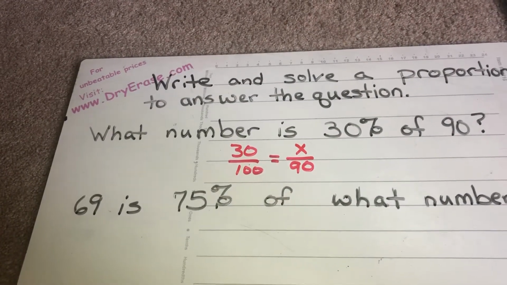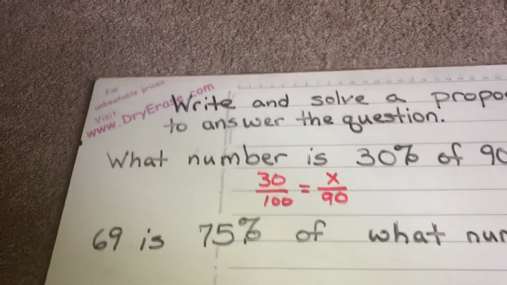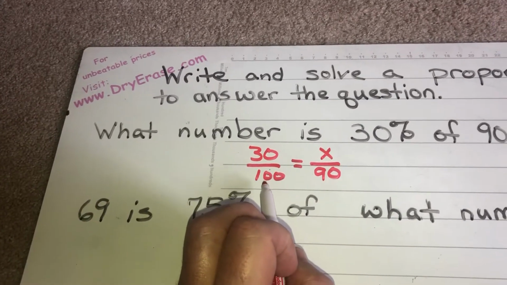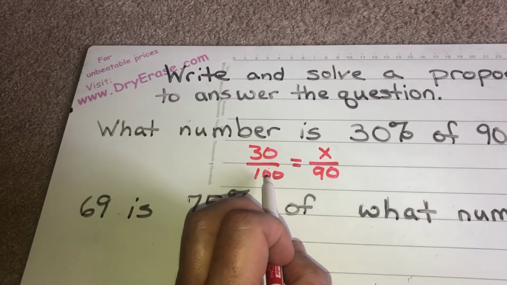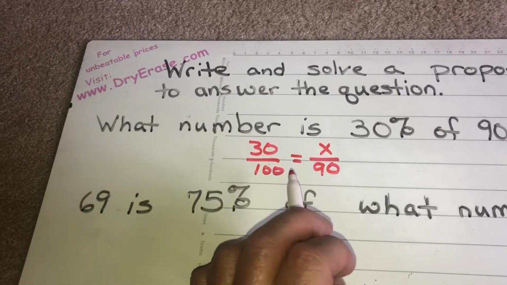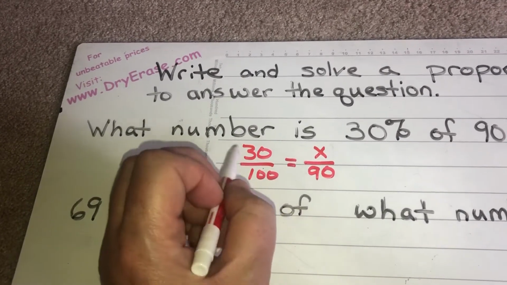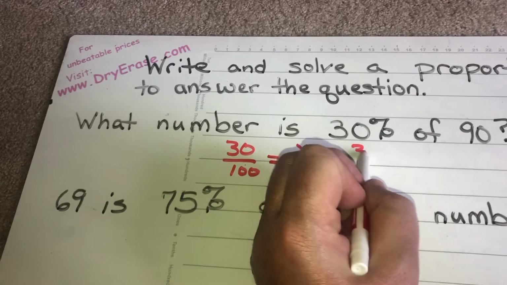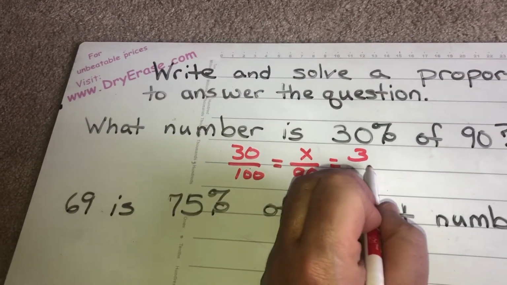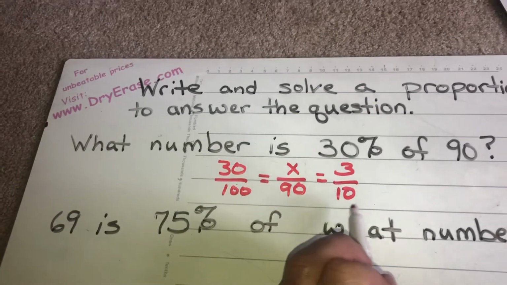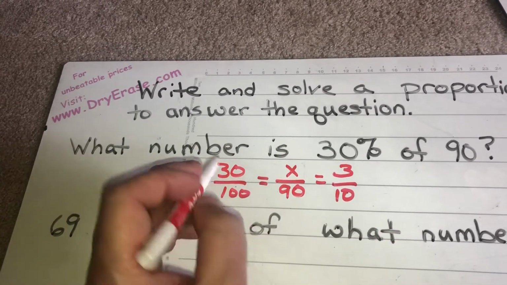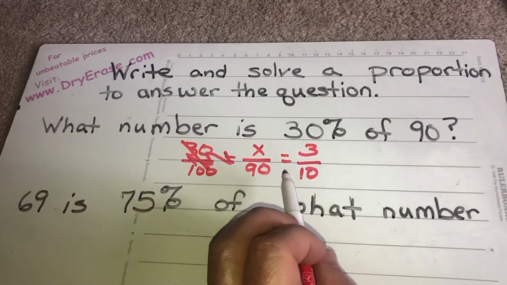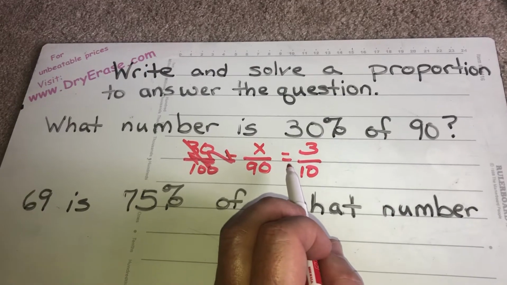Now there's a variety of different things that I can do. I always find it easier to work with smaller numbers. And so if I can simplify this fraction, I like to do that, okay? So I see that they both end in 0, so they're both divisible by 10. 30 divided by 10 equals 3. 100 divided by 10 equals 10. So this 3/10 is just 30 over 100 in simplest form. So I'm going to cross that out. That's not even there anymore. Now I have x over 90 equals 3 over 10.